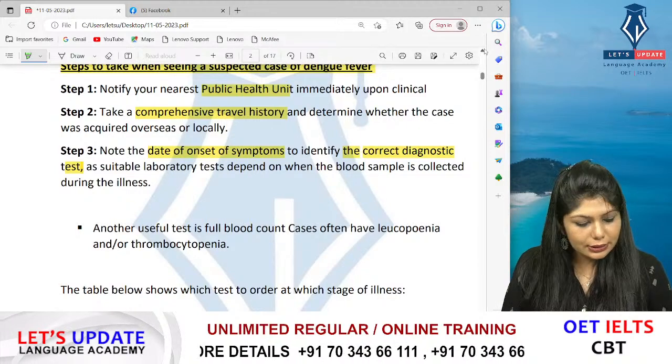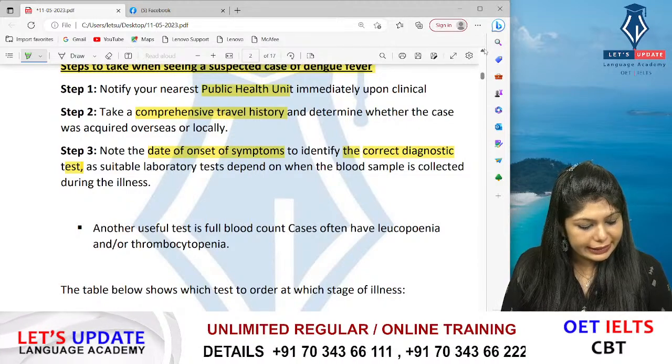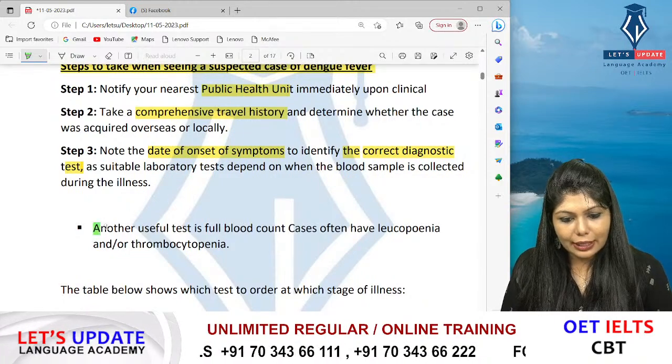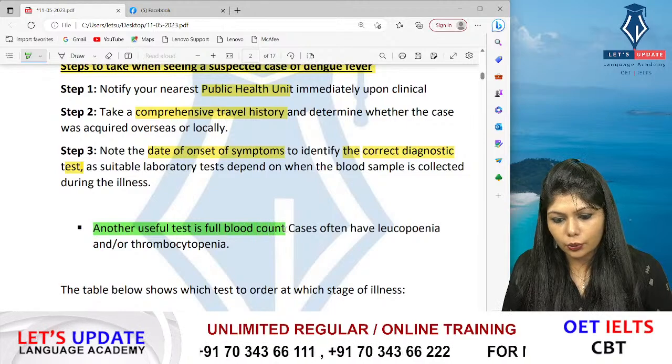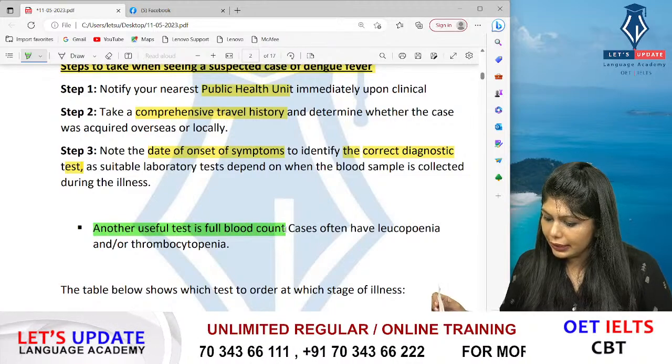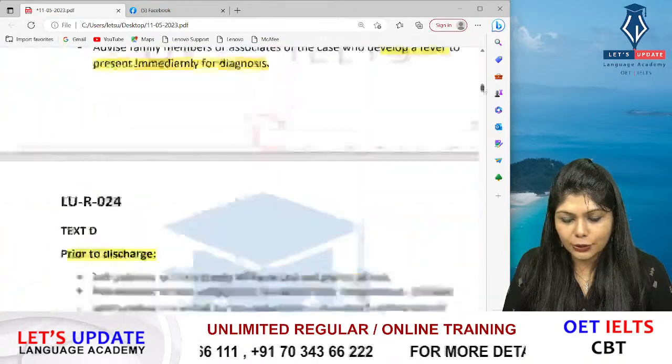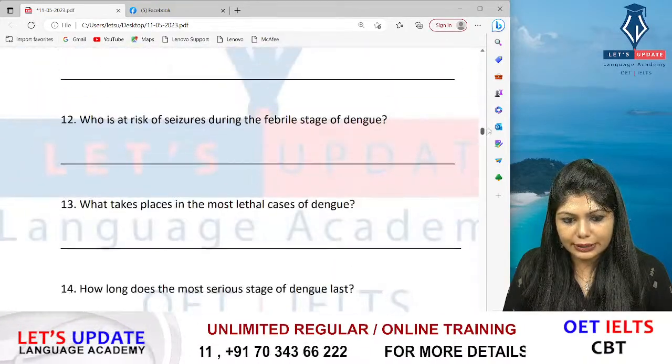So this is also probably easy, because you can see this information over here, right? Another useful test is, okay. So that is the test they are asking about. Another useful test. Okay, so we'll put in that information over there.